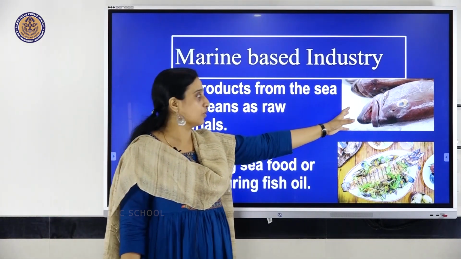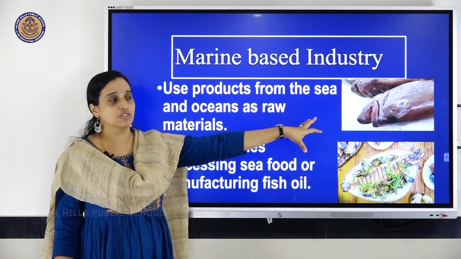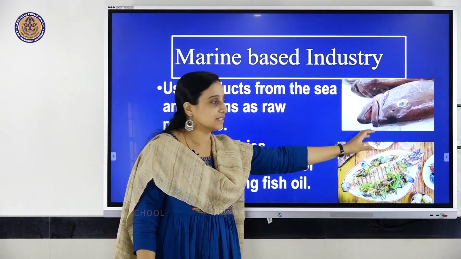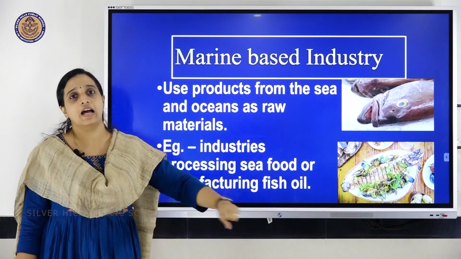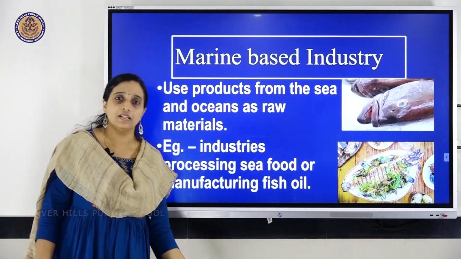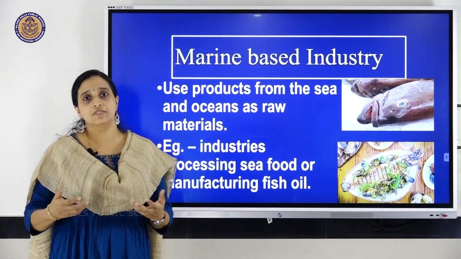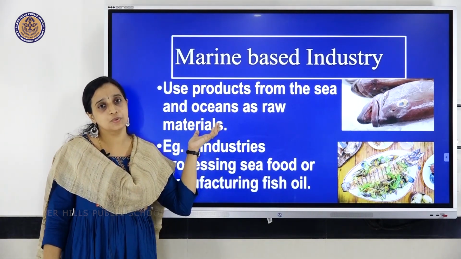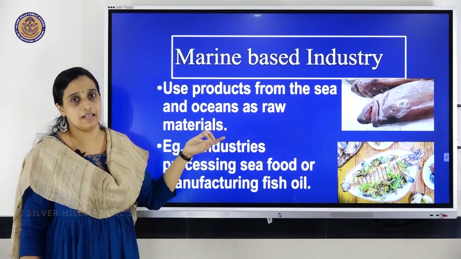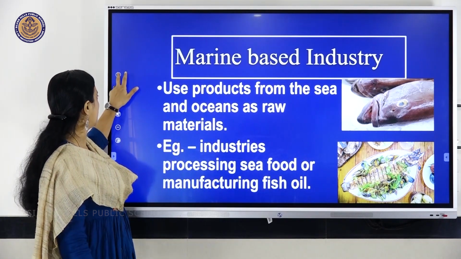One such example we can see over here is the fish, which is being used as a raw material, and the output or end product will be either food or even pickles, or whatever we use for food processing. But the major raw material used will be from the marine based industry.